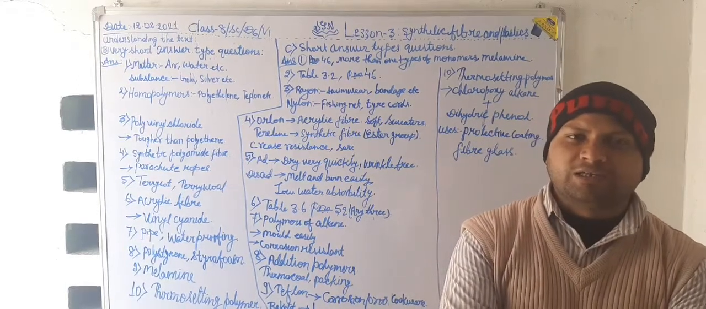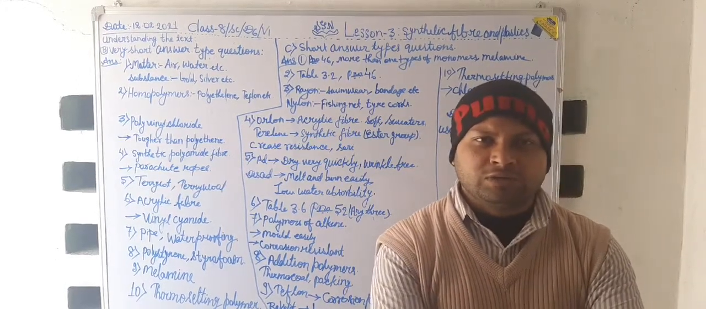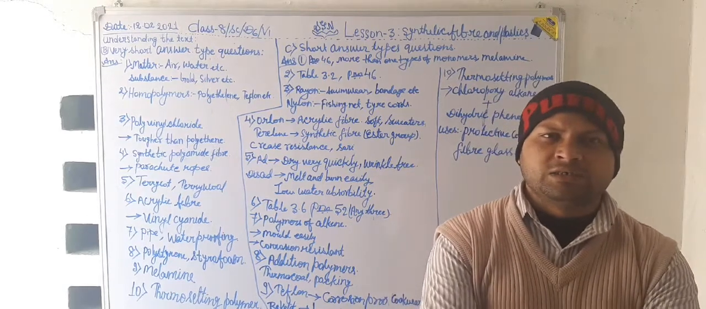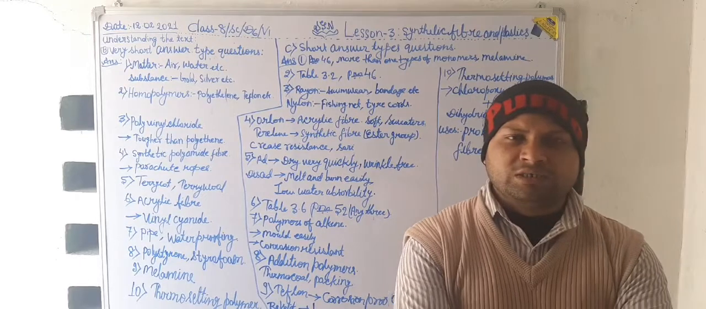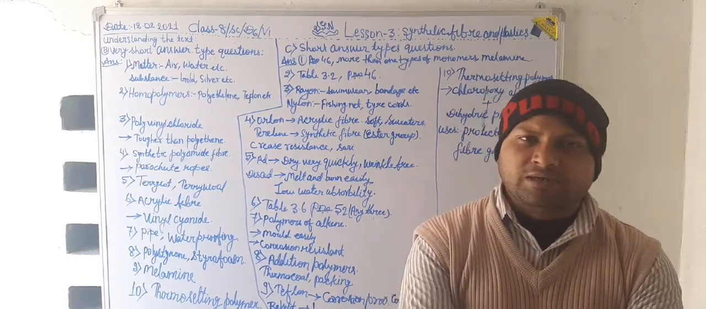Today, I, Vidyasagar, am in front of class 8 to discuss understanding the text type questions of subject science with all of you. The chapter name is synthetic fibers and plastics.